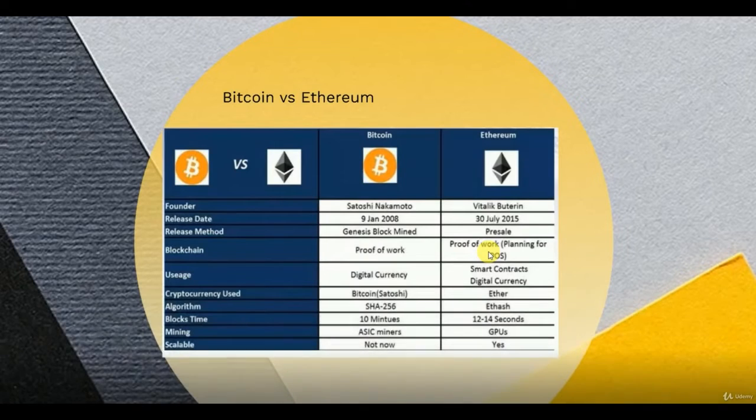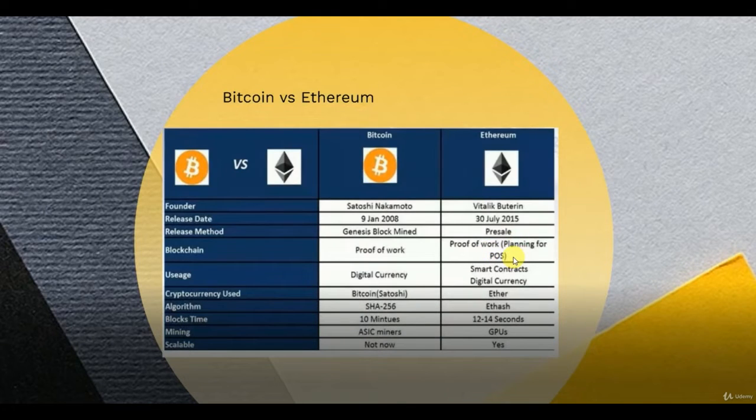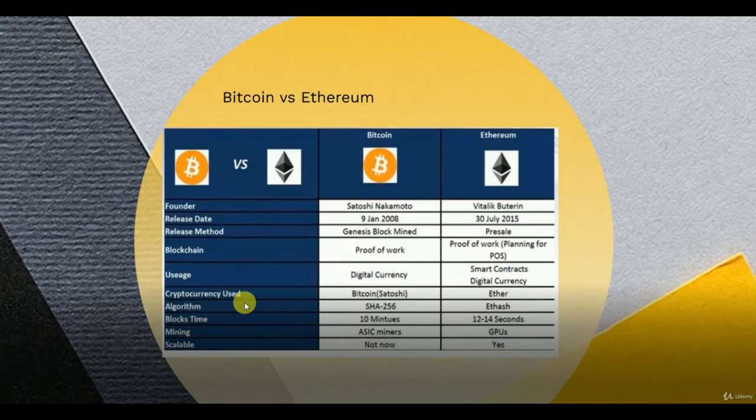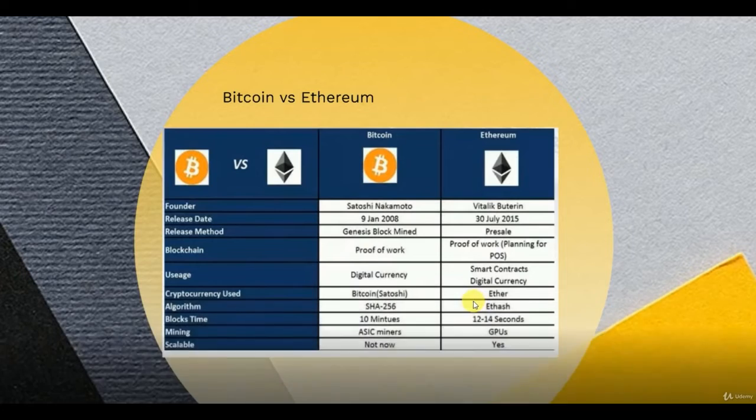Probably by this year, I think they will be releasing the product, which will be based upon proof of stake. Then the cryptocurrencies: the Satoshi is the smallest denomination in Bitcoin, and Ether is the main unit in the Ethereum part. Similarly, we have the lowest ones as well, so there are also lowest cryptocurrencies. The Bitcoin is working on the SHA-256 algorithm, but Ethereum is working on ETH hash.